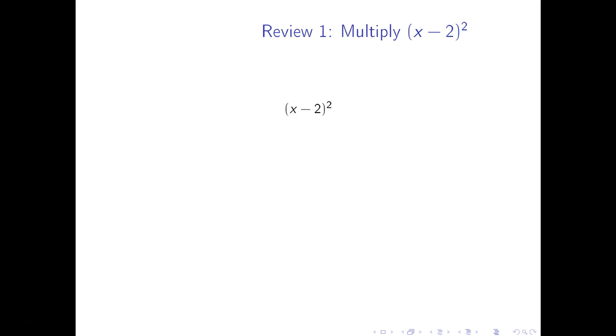First, hopefully you remember that this is x minus 2 times x minus 2. You can distribute, and you get x squared minus 2x minus 2x plus 4, or x squared minus 4x plus 4. The big key step is this thing right here. Remember, squareds don't distribute to the individual things inside. You have to rewrite them and multiply them out.